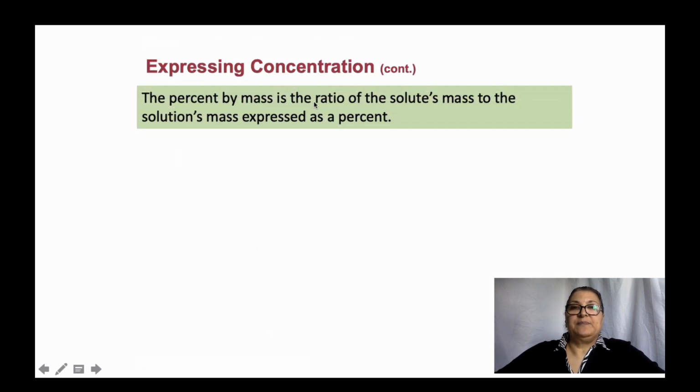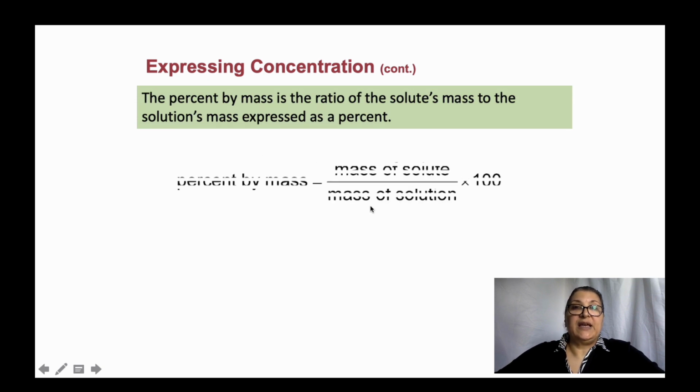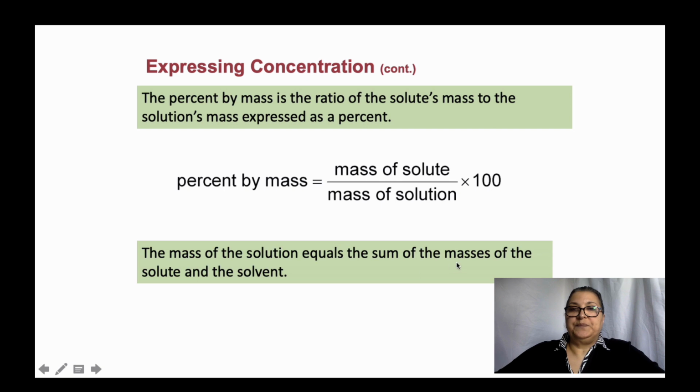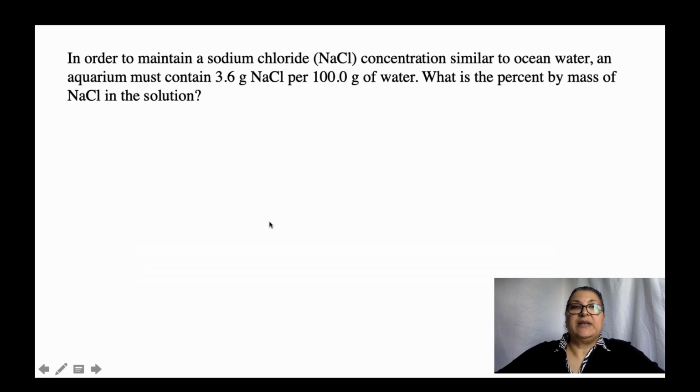Percent by mass is the ratio of the mass of solute to the mass of the solution, which is the solute and the solvent added together. So percent mass is the solute over the solution, and the solution is the mass of the solute plus the solvent. Let's give you an example.